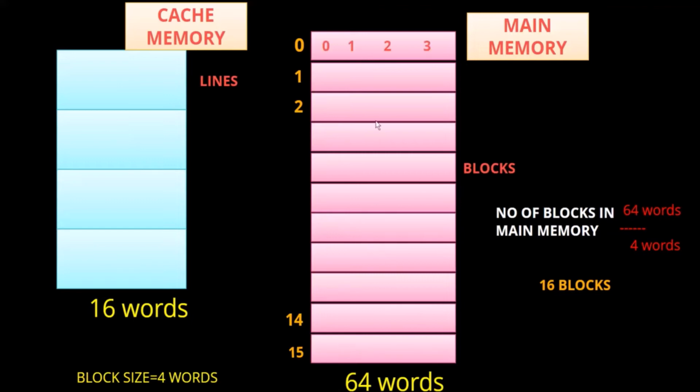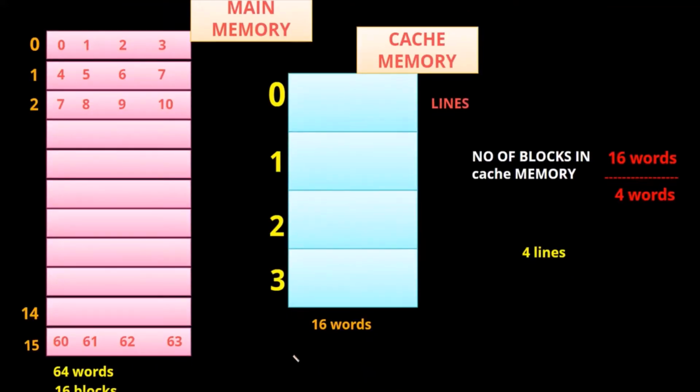And we have seen this main memory consists of 64 words. So here will be 0, 1, 2, 3. A single block consists of 4 words, so we are just numbering 0, 1, 2, 3, and it goes up to word 63. Now let's calculate how many lines we need for the cache memory. Here, total words is 16. So 16 words divided by 4 words, since a single line consists of 4 words, which equals 4 lines. So this cache memory consists of 4 lines.